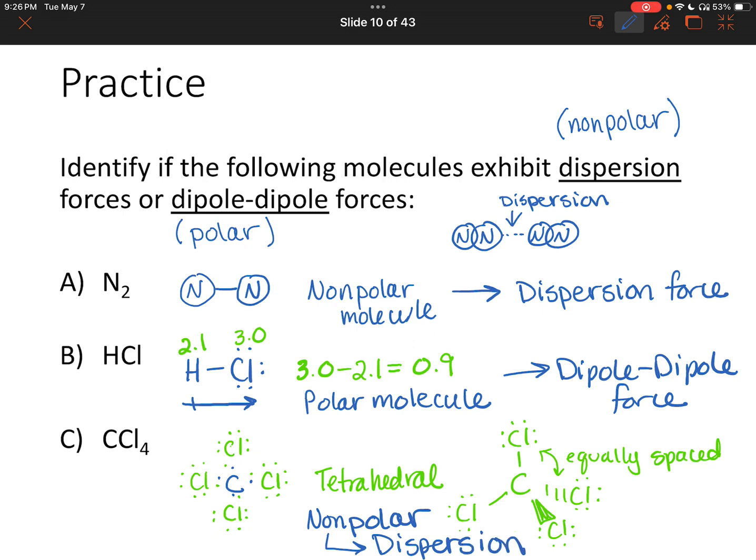All right, so again, we can figure out what type of force molecules experience between each other by figuring out if they're nonpolar molecules or polar molecules. So nonpolar molecules exhibit dispersion forces, and polar molecules exhibit dipole-dipole forces. So for some of these molecules, you might need an electronegativity table. For some, you might have to figure out their geometry, especially if you have more than 2 atoms.